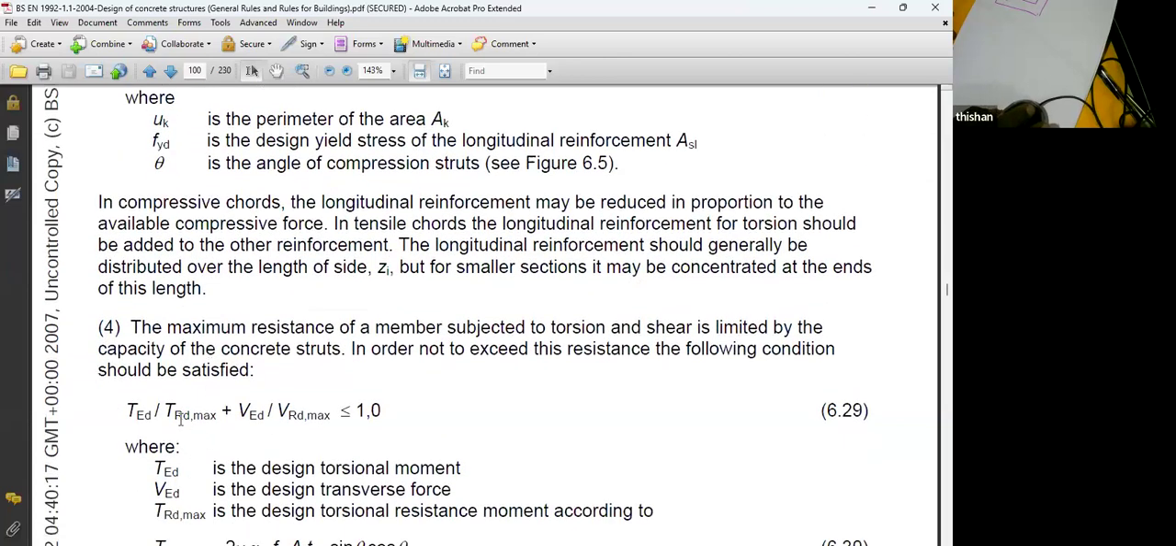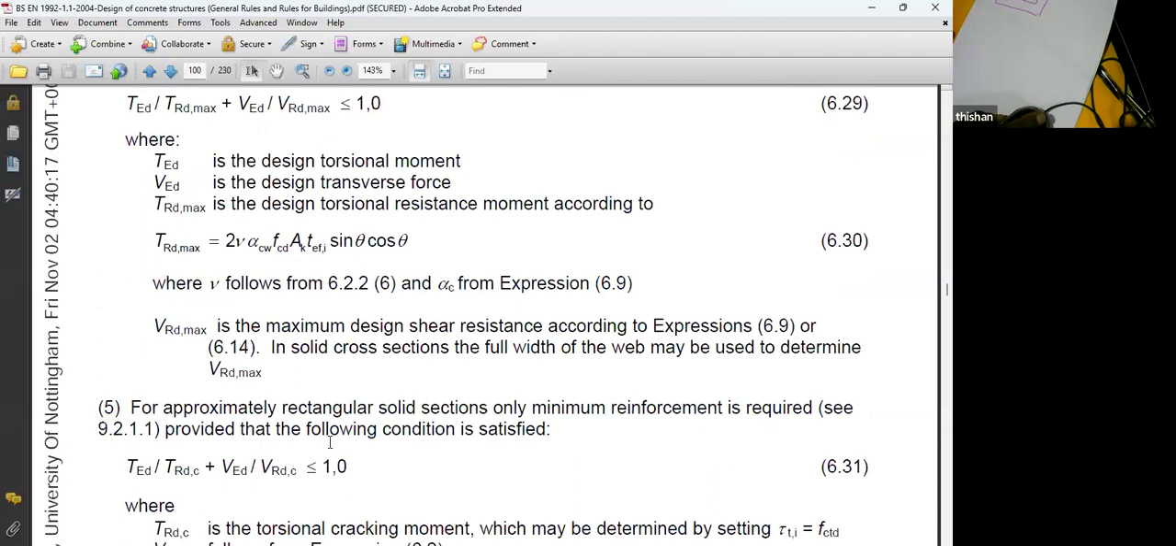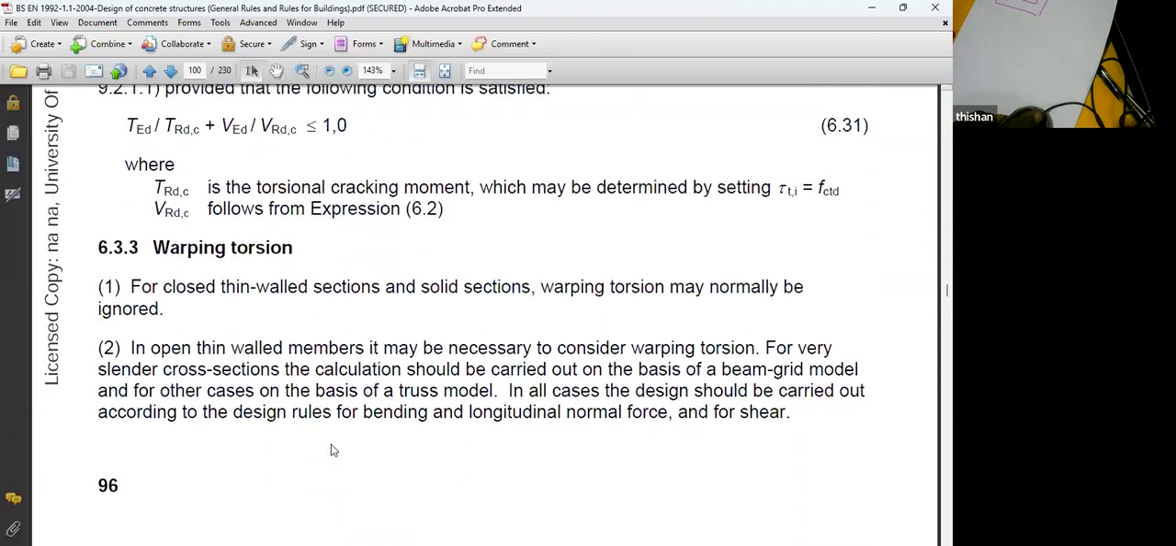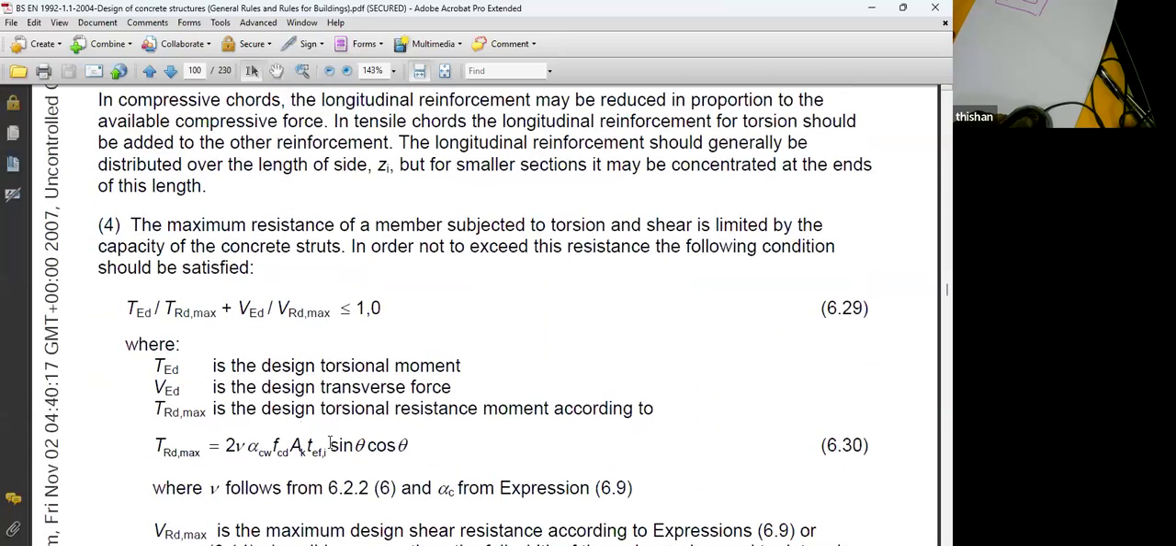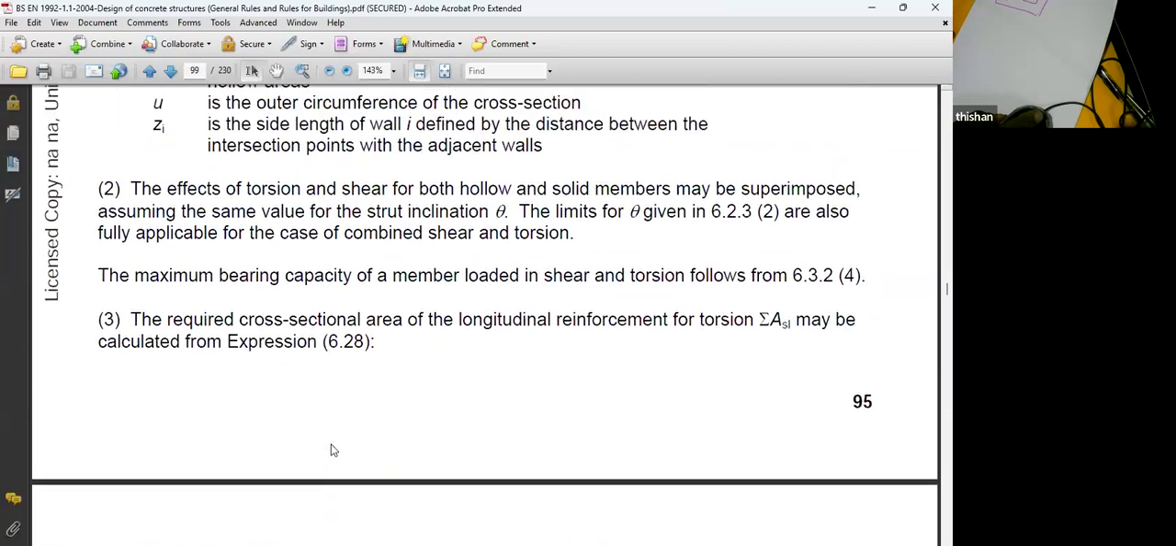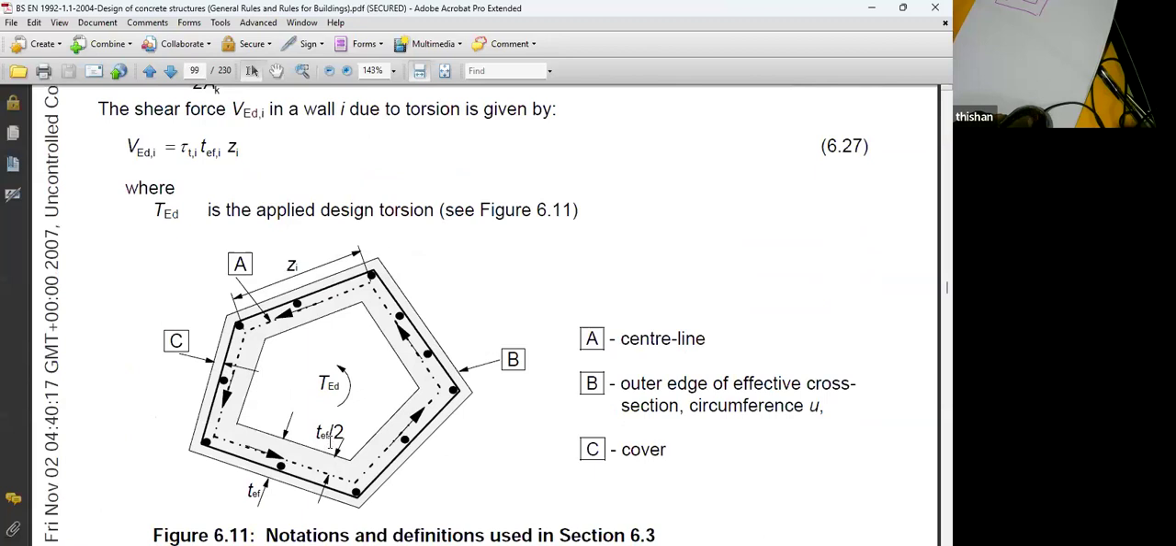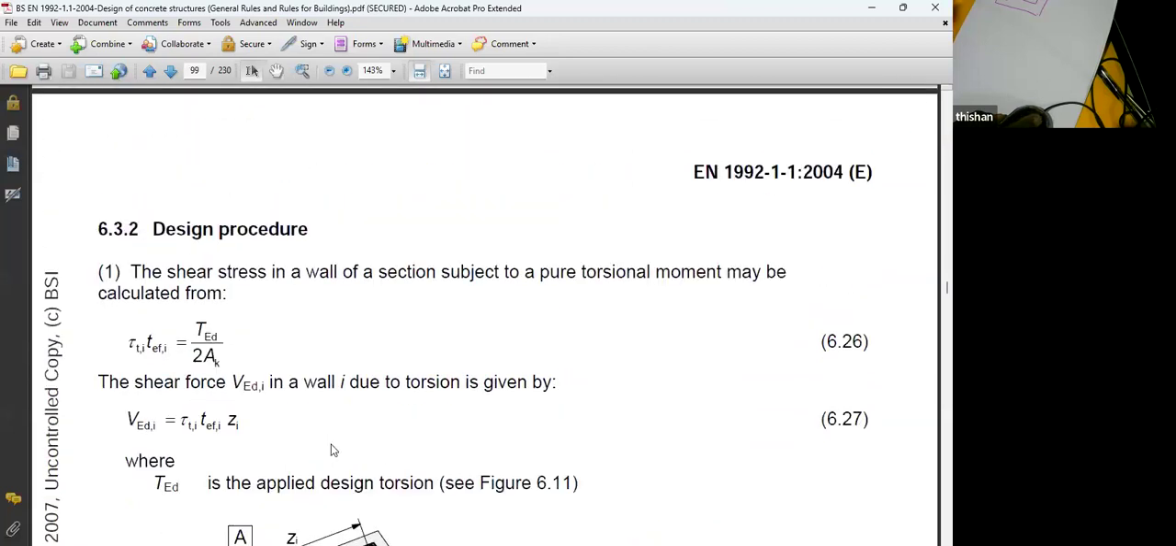And then it says you have to fulfill this particular requirement. What is the requirement? That is to make sure the torsion and shear, once combined, are not excessive. Then it comes to warping torsion, which is not applicable to us. So torsion is only that much, not a great deal of information. That's why you have to look at a textbook, because the code is not very helpful and only covers a few equations. Okay, so that's the part given in the code.